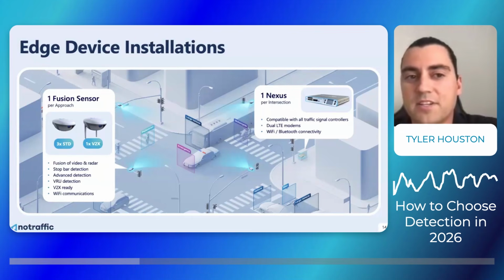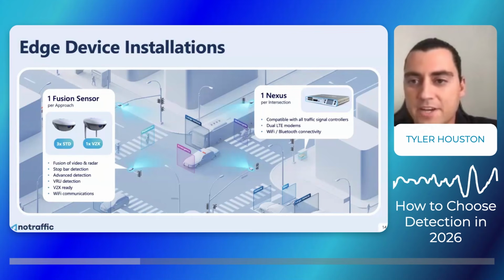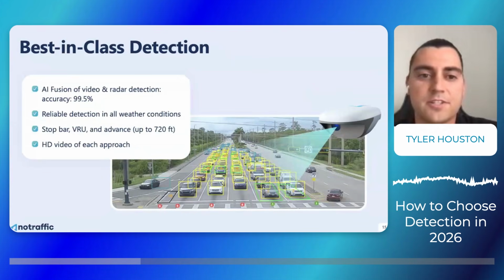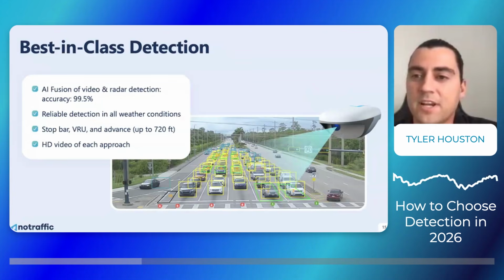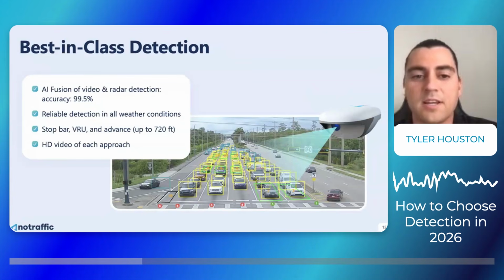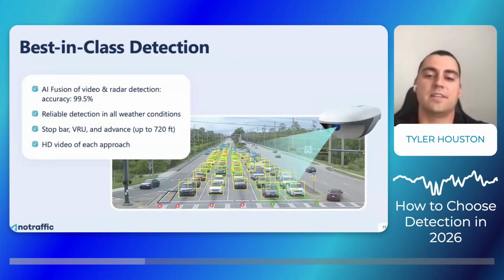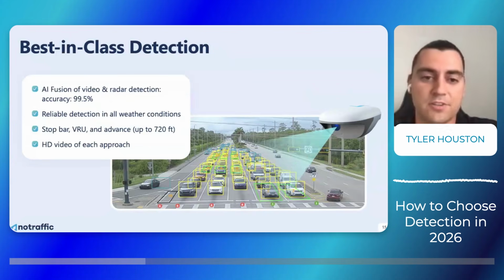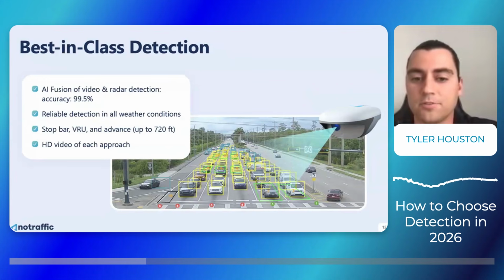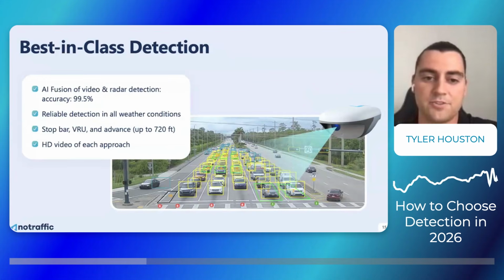Now, the entire NoTraffic system is built upon best-in-class detection. This starts with our sensor units, which are a fusion of video and radar. With the two different types of sensors, like what Mike was saying, it gives us really accurate detection in all different types of conditions. It also means with one sensor, we can do stop bar and advanced detection per approach. In addition to just vehicles, we can also do VRU detection, which includes bikes and pedestrians.